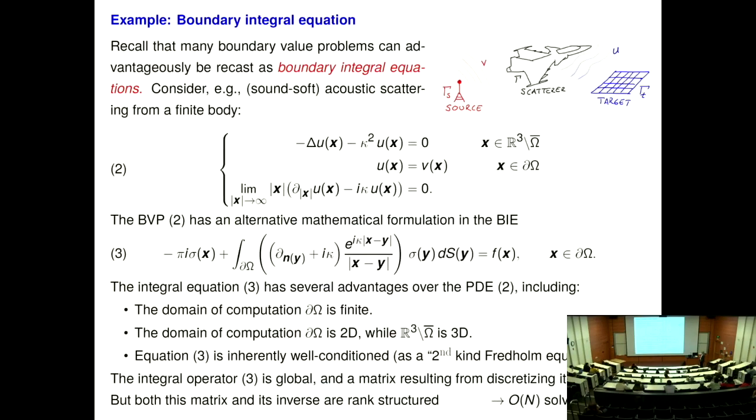Another one of these global operators that's very useful in scientific computing are boundary integral operators. So say you're looking at a scattering problem. You have some wave that comes in and hits an object, and it gets reflected into something outgoing. You want to compute the outgoing wave given the incoming wave. So this is a fundamental component in radar, in sonar, in lots of imaging problems, medical imaging and so on.